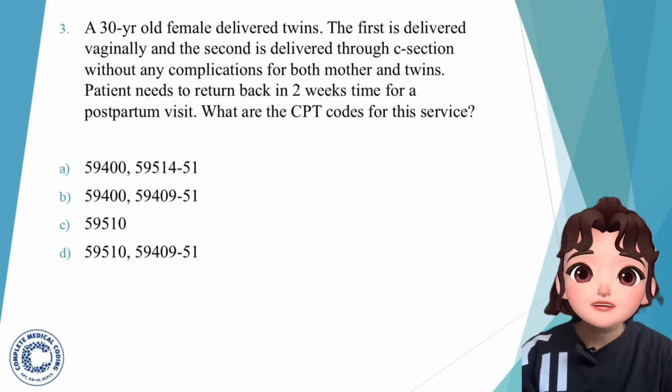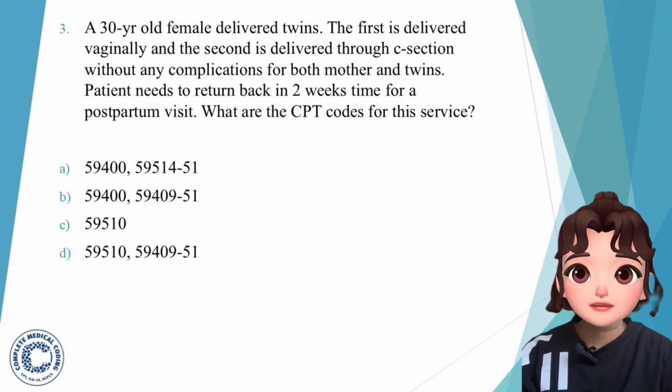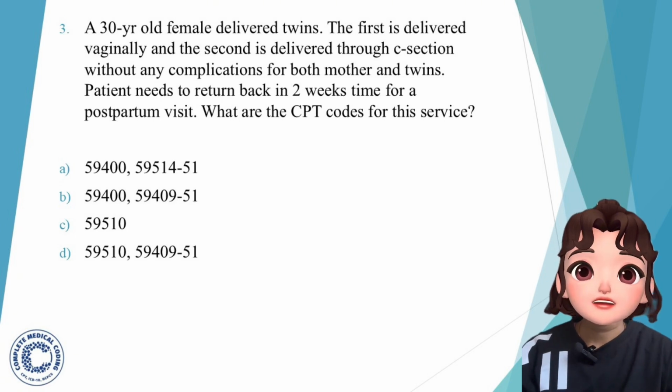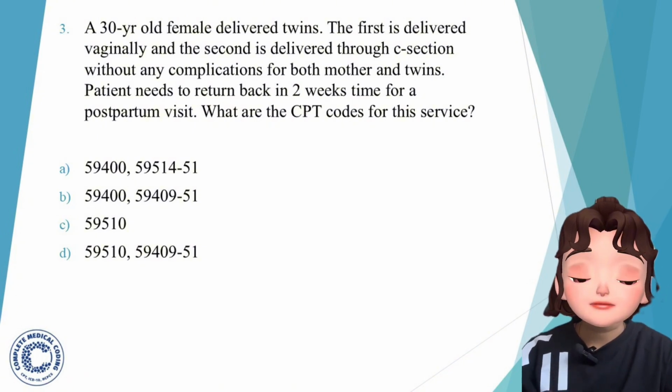So here, the female has delivered twins. So we have to code for both the babies, right? The first is delivered vaginally and the second is delivered through C-section. It means there should be compulsory 2 CPT codes. And since this is a multiple procedure, right?